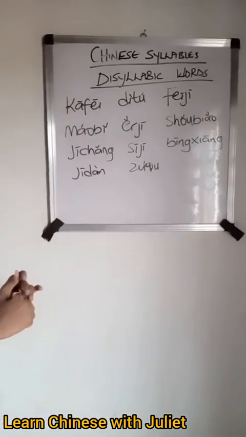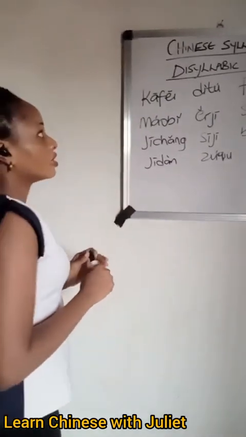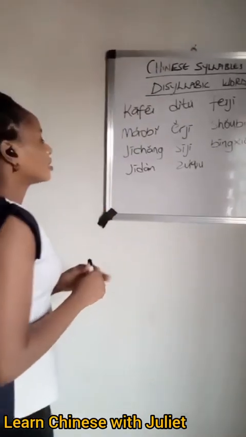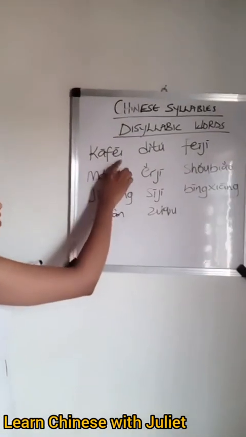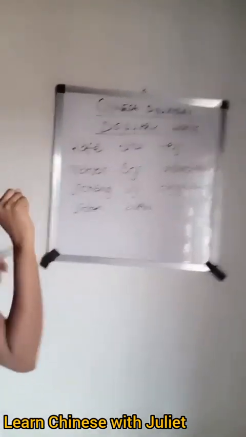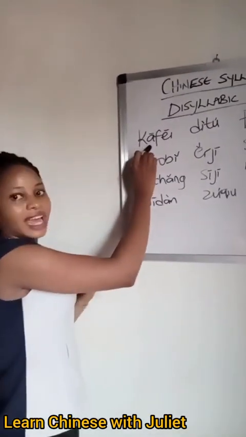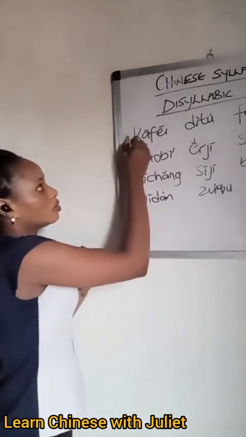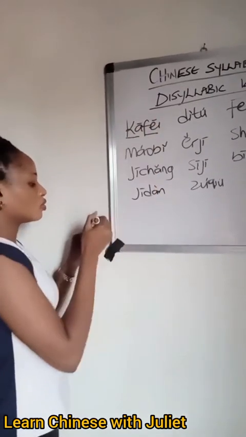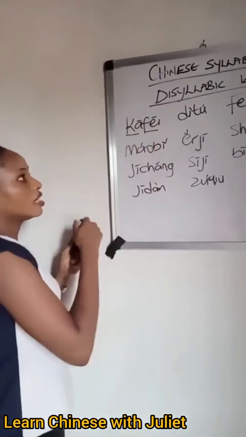Now we are done with the monosyllabic words. We'll talk about the disyllabic words. And let's start from this. This is ka. You know, mono means one, so it's just one syllable. Now this is two syllables, it means two. Now we have this as kafei. This is one syllable. This is another syllable. That is two. Kafei.